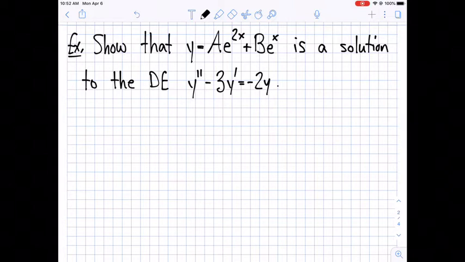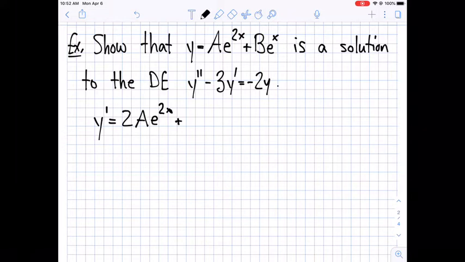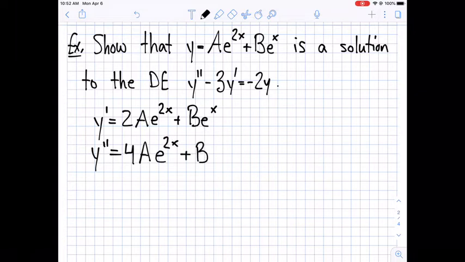So first, what is y prime? We're going to have to do a little bit of a chain rule here. We get 2 multiplied by a e to the 2x, plus b times e to the x. We can now also find y double prime. Y double prime will be 4 multiplied by a e to the 2x, plus still b e to the x. That function is its own derivative. So now we have y prime, we have y double prime.